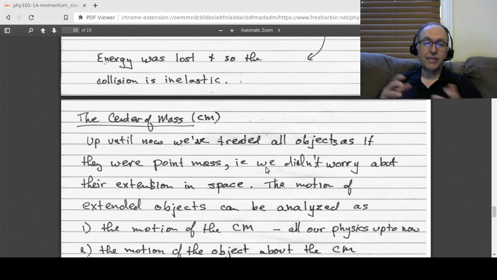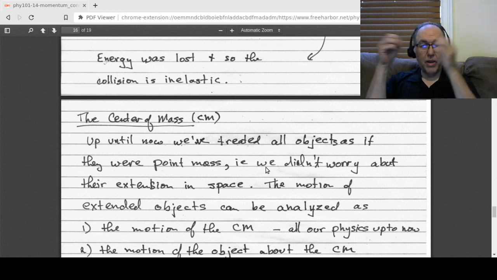So what I'm trying to say is that objects which are extended can be thought of as being made up of as many little point masses. Each mass is like just a little point, okay? And these point masses are all bouncing and colliding with one another, so they're conserving momentum, okay?